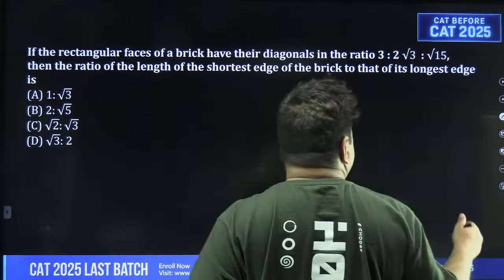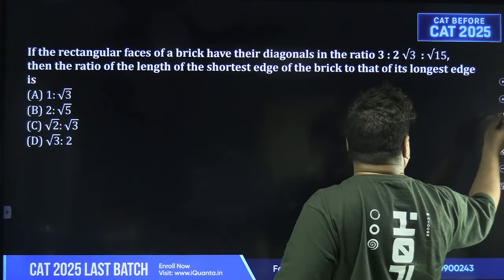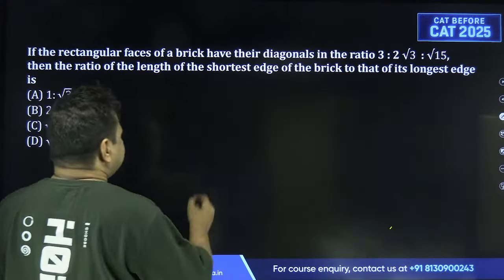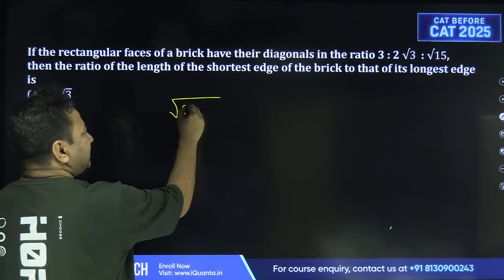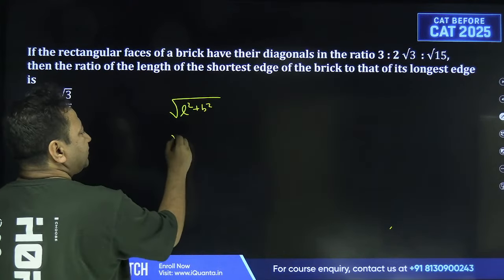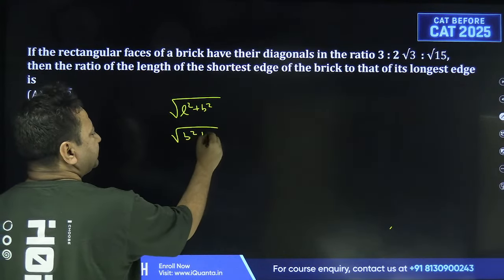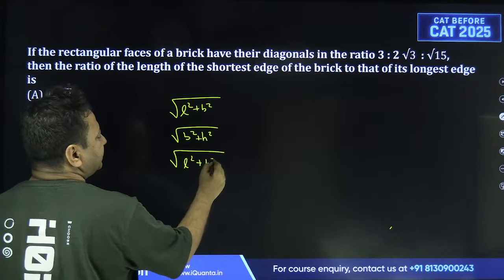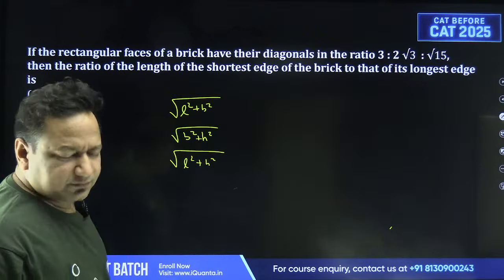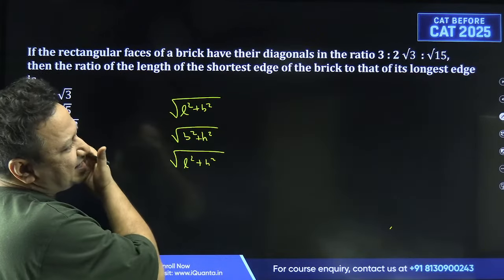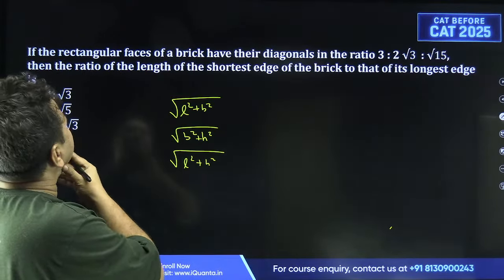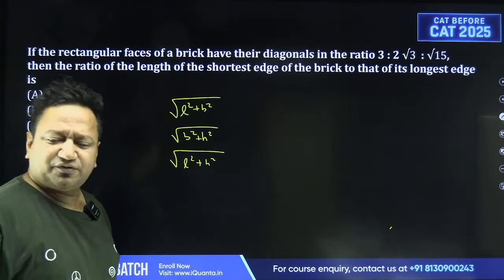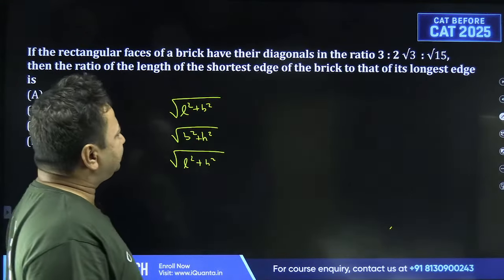What shape is a brick? It's a cuboid, right? It's a cuboid. So diagonals will be square root of L square plus B square, square root of B square plus H square, and square root of L square plus H square. This is how they will look, okay? They'll be calculated. So the ratio is 3 is to 2 root 3 is to root 15. We don't know which belongs to what, so without any order, we can just assume that.